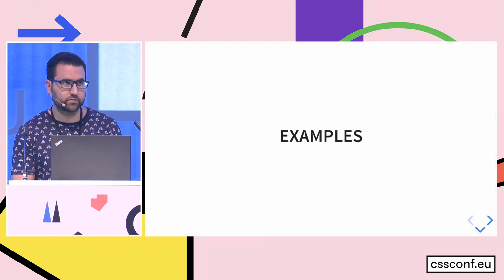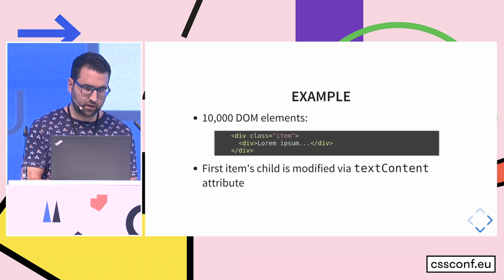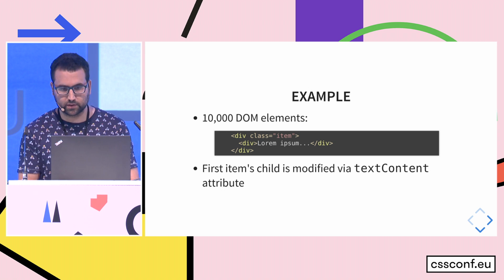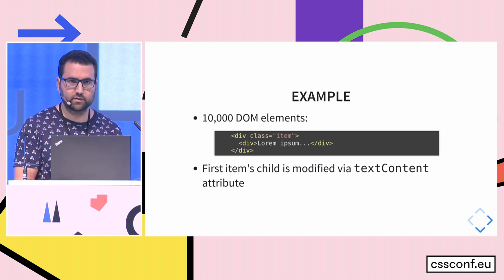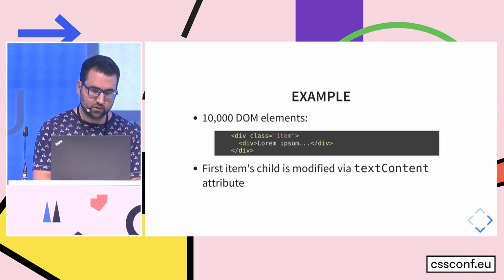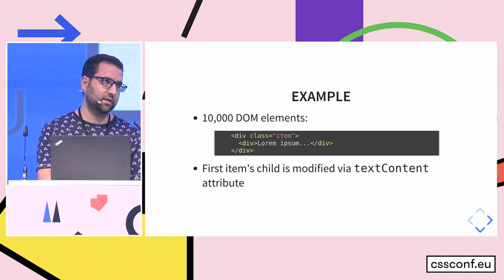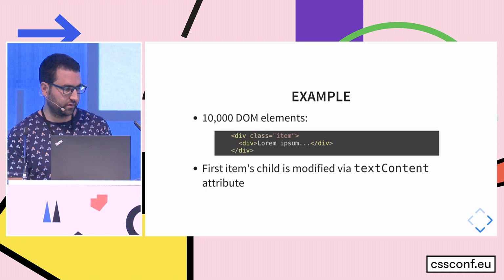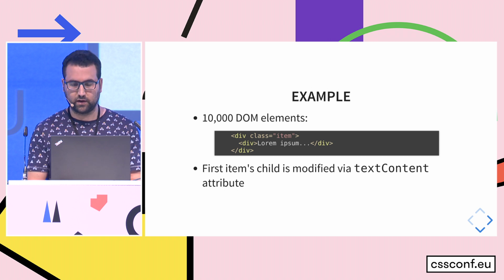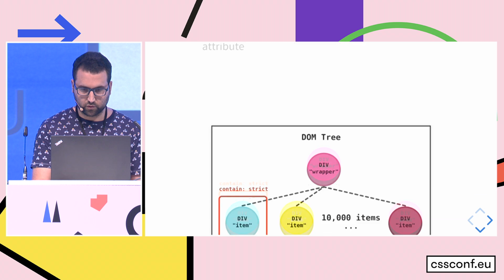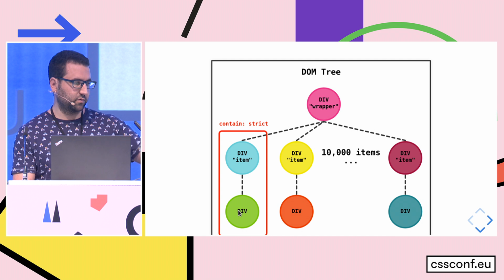So let's show some examples to try to understand this a little bit better. This is one example from a blog post I published about containment. It's very simple and not cool at all, but I believe it's the best one to understand how it works. So imagine that we have a very dumb tree, like 10,000 elements like this item, all of which have one child, and we are modifying the content of that child over and over. So we have a DOM tree like this. We have many, many elements here, but we are only making changes in this green div.